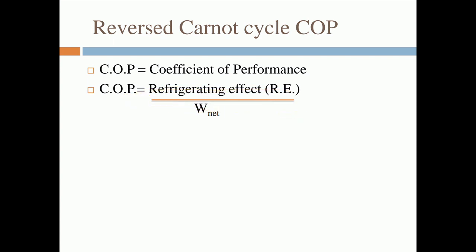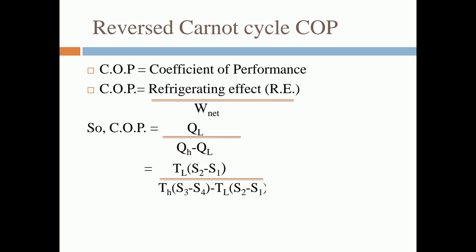As we already discussed in the earlier lecture, the COP is equal to refrigerating effect divided by W net. Now in case of the COP of the reverse Carnot cycle, we have the QL amount of the refrigerating effect, and if you want to find W net, we take heat rejected minus heat absorbed. That gives us W net for the COP of the reverse Carnot cycle or any cycle.